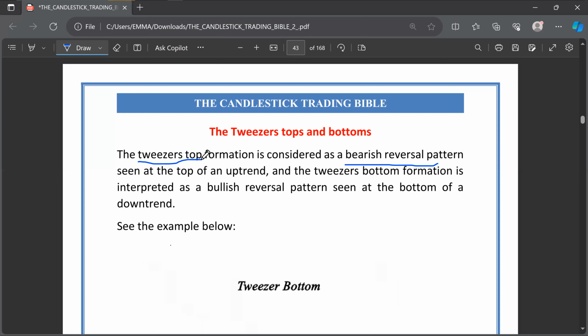And then the tweezer bottom, they are usually found at the bottom. When they are found at the bottom, what they do is they move prices up. So when they move prices up, hence their name, bullish reversal pattern. That is it. So we have the pictures to look at them.